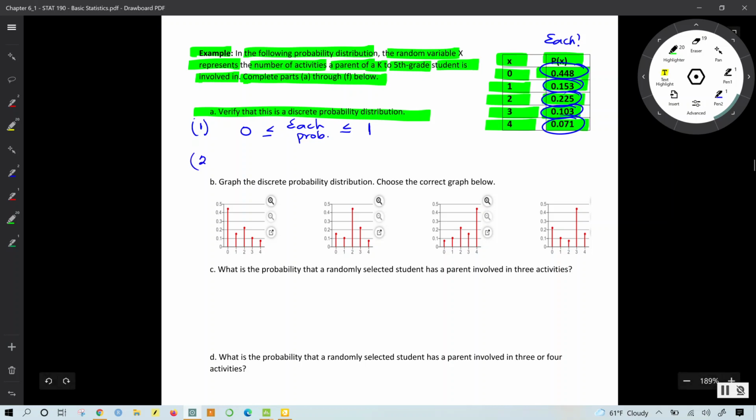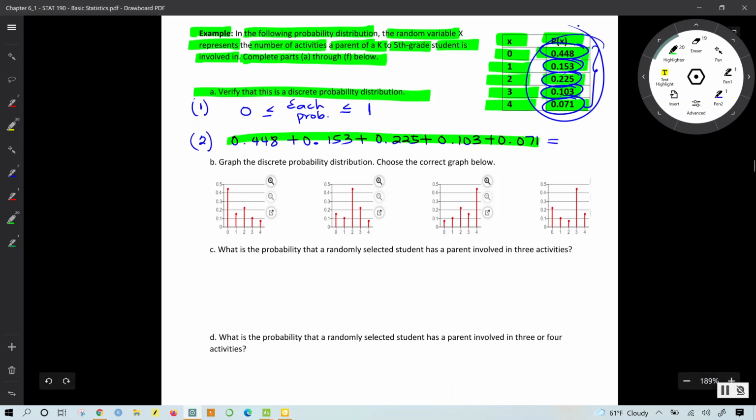And the second condition to check will be to add up all of the probabilities as a combined whole. So 0.448 plus the next sequence of numbers. I'm going to write that down. Here I have written down all of the probabilities, and if you check it out, this should give you 1. Since these two conditions are met, we can say that this table constitutes a discrete probability distribution. The next step will be to graph the discrete probability distribution, or choose the correct graph below.